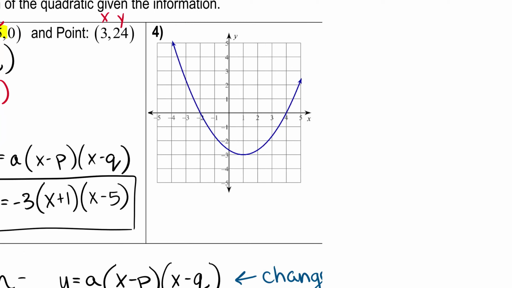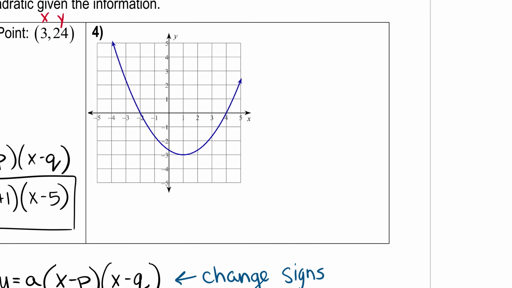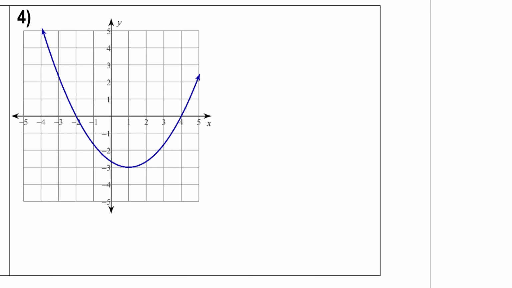Okay, now on 4, I'm going to do the same thing. Same thing as I did above with the graph. So the first thing I have is my x-intercepts. There's one of them, there's the other one. So P and Q, it doesn't really matter which one's which. So I'll say P is -2 and Q is 4. So I have P and Q.